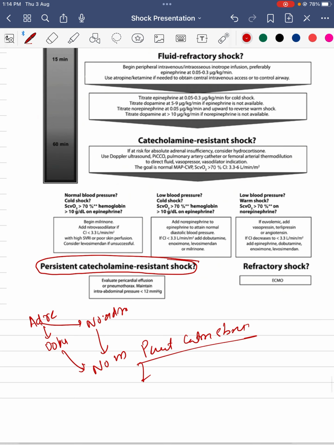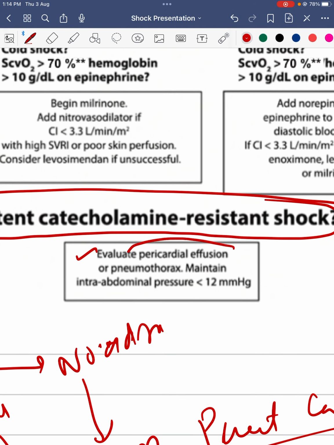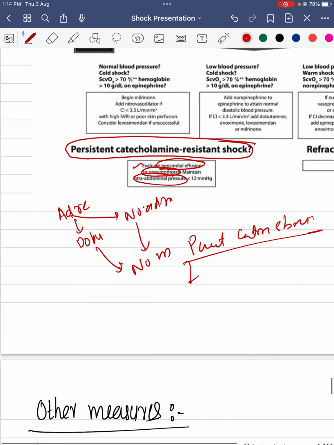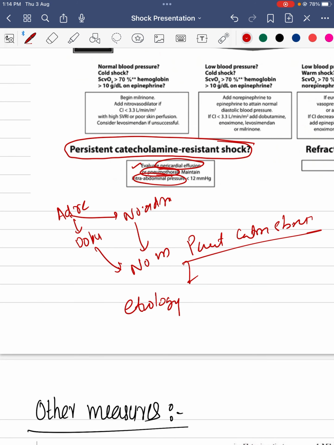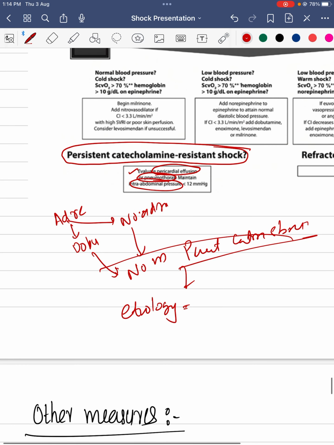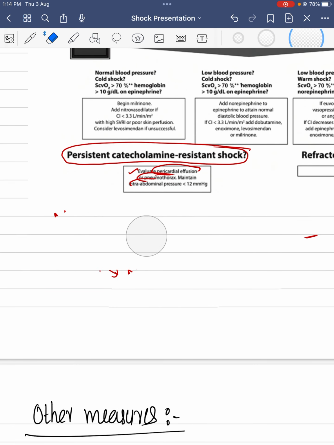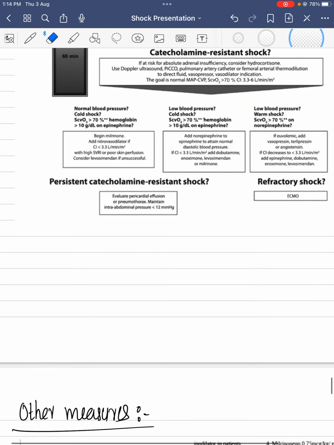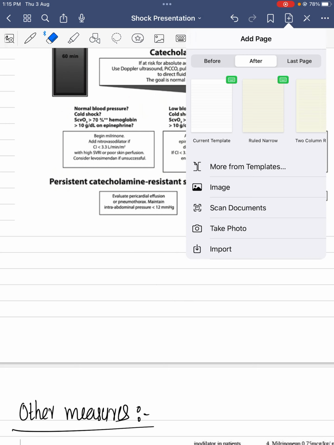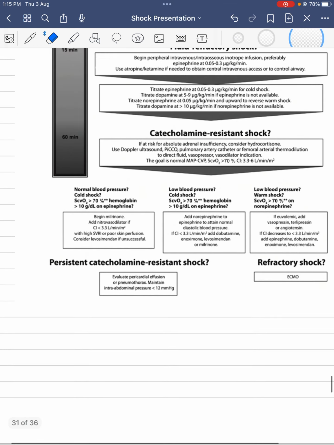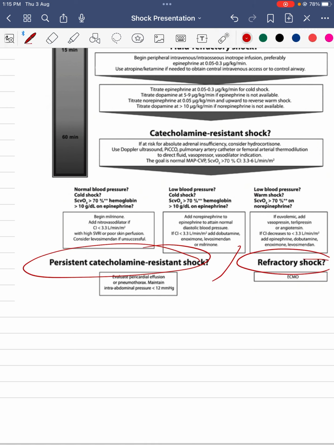What to do in this condition? You have to evaluate and check for any pericardial effusion, any pneumothorax, intra-abdominal pressure, and check for the etiology. What is the etiology? I will discuss in the next page. So after the second inotrope, if still not responding, it is called persistent catecholamine resistant shock, or refractory shock, both are the same.